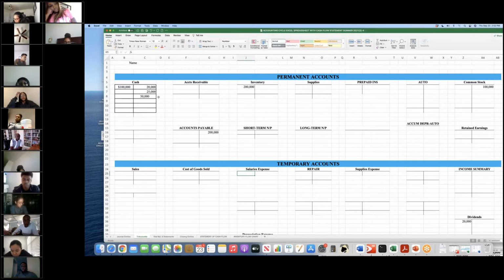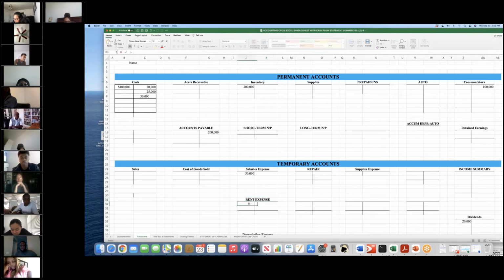So we're posting the last 2 journal entries. And then we're going to debit salary expense for $50,000, and I'll put rent expense here for $25,000. Any questions?